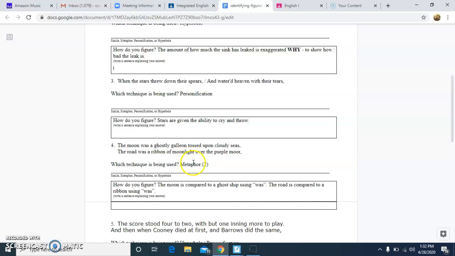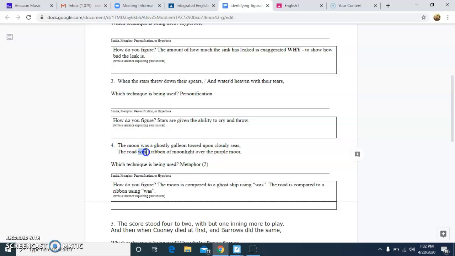Okay. Number four is the moon was a ghostly galleon tossed upon cloudy seas. The road was a ribbon of moonlight over the purple moor. This is an example of a metaphor. There's actually two. So we do need to make sure that we're on the lookout for multiple devices that might be used. Let me explain the two. First of all, we see a form of the verb be right here in the word was. That's how we know it's a metaphor.